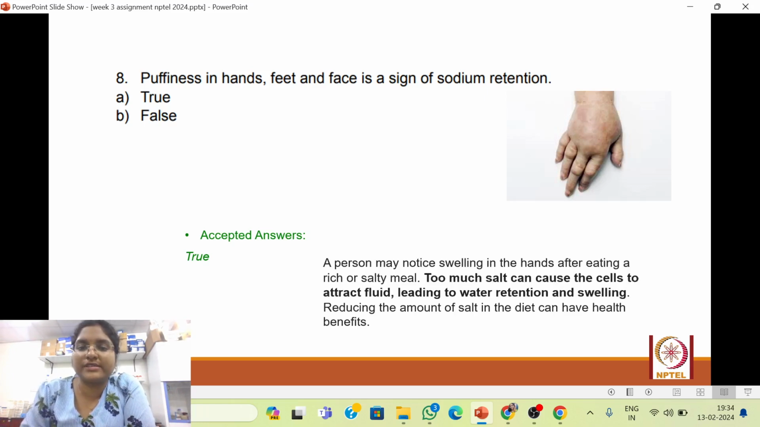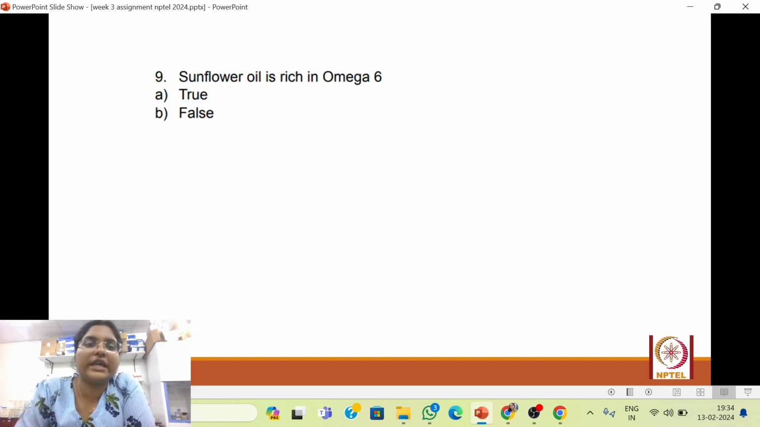You can see the example. A person may notice swelling in the hands after eating a rich or salty meal. Too much salt can cause the cells to attract fluid, leading to water retention and swelling. So, it is always advised to reduce the amount of salt in the diet, which can have health benefits. Right? Very easy question. We move on to the next one.